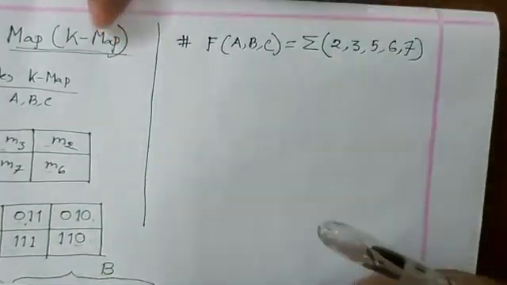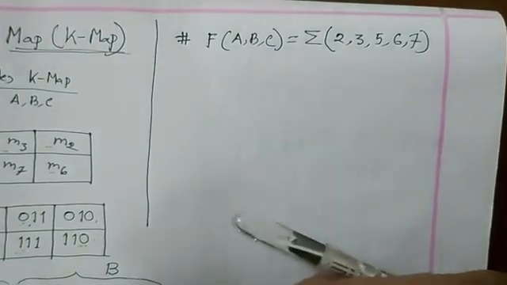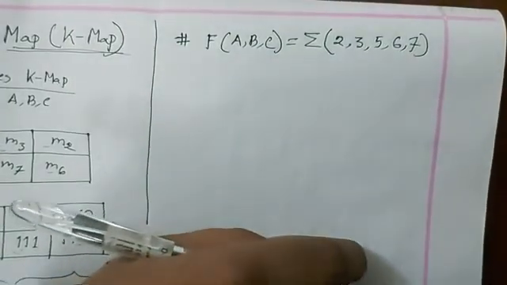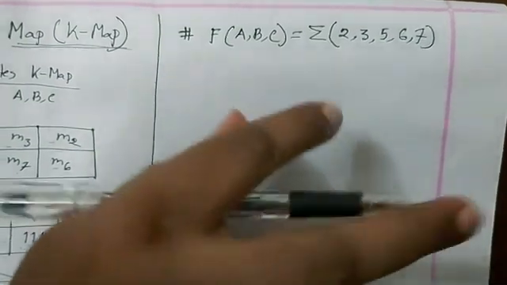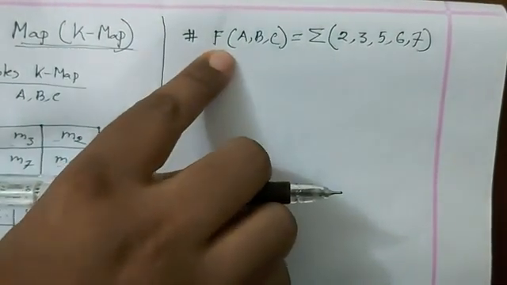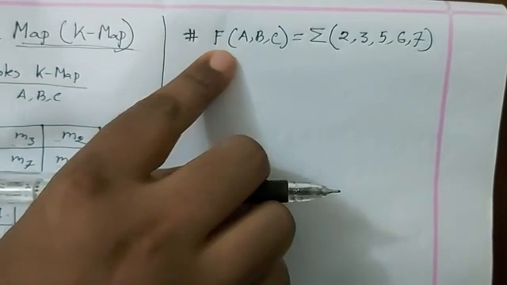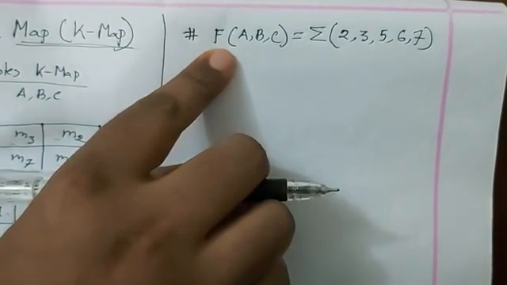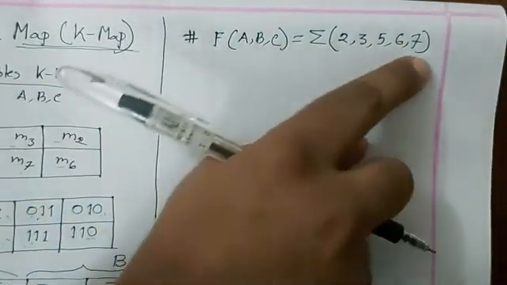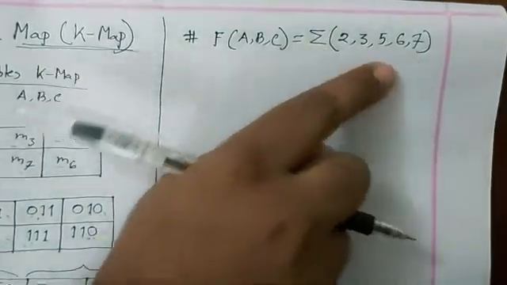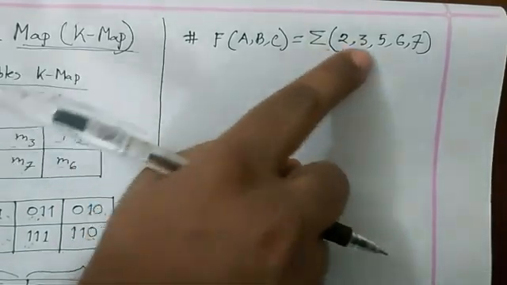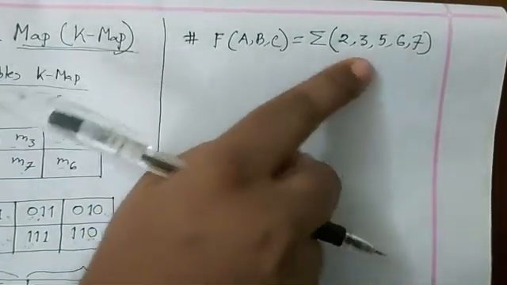Suppose this Boolean function is given, and we have to find the simplified equation for f using a K-map. Now what does this equation actually mean? This is a sum of min-terms, right?